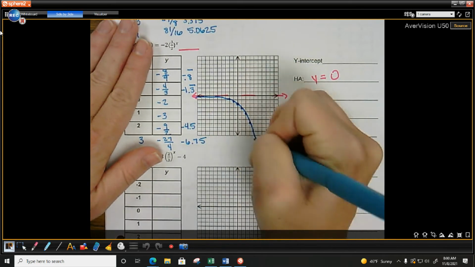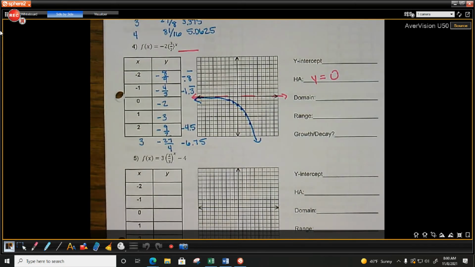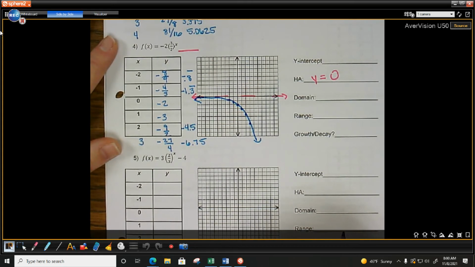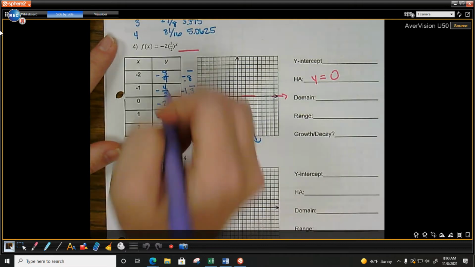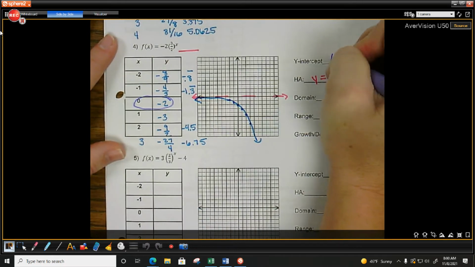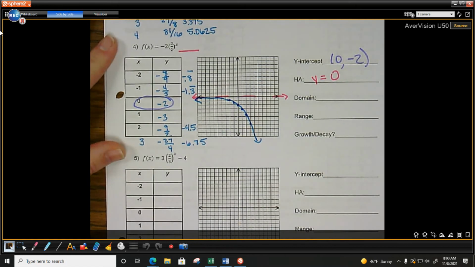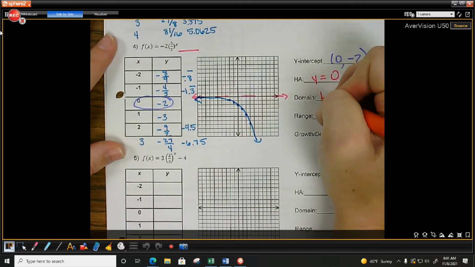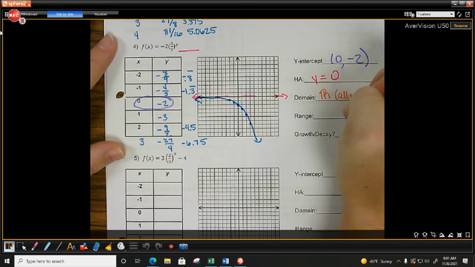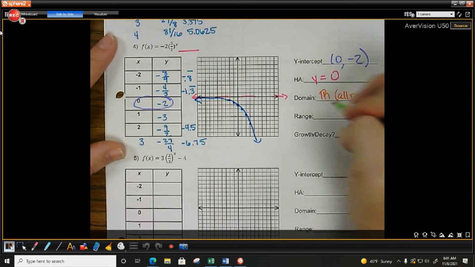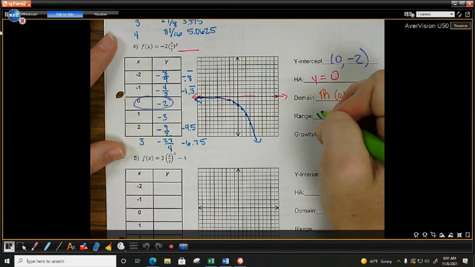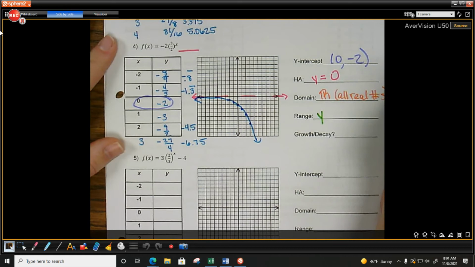Where does this hit the y-axis? What's your y-intercept, guys? So 0, -2, remember, it's a point. Is there an arrow at the left and an arrow at the right? So my domain is all real numbers. Okay, what's your range? There's only one restriction, so it's y. Are we above or below? Below. This arrow is going down, so is it going to be y is greater or y is less? Y is less than 0.